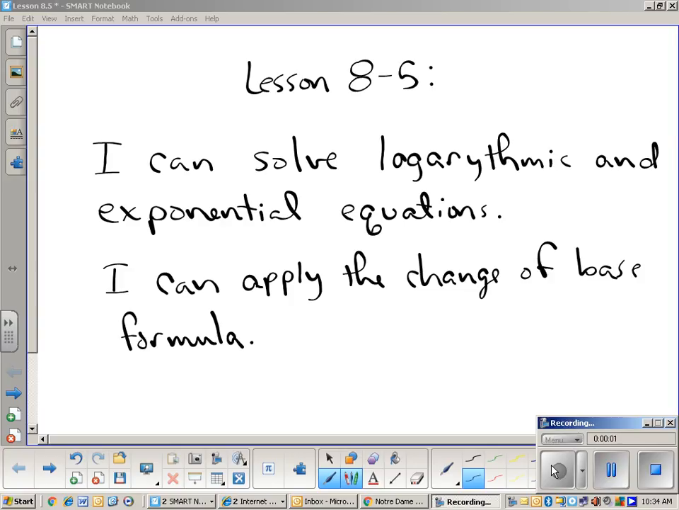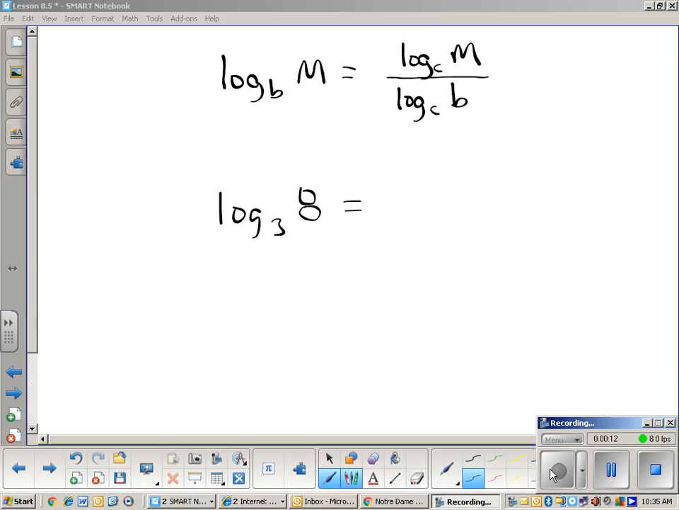Solving logarithmic and exponential equations. And we're going to talk about the change of base formula and how we can apply that in solving. Okay, we're going to begin with a change of base formula.